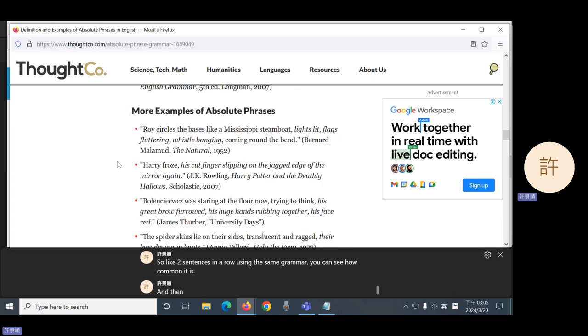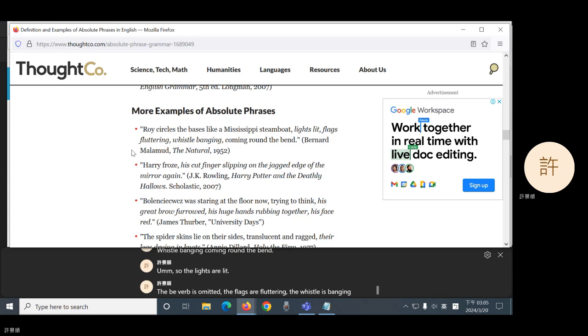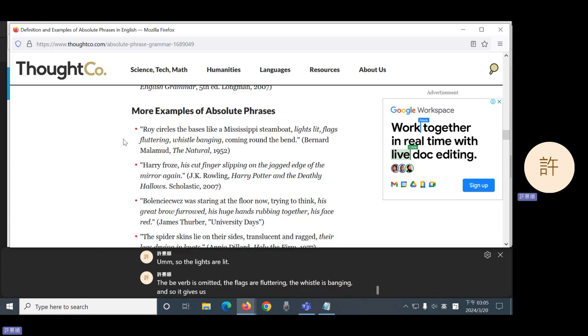And then you have even more examples here. Here's a really cool, complicated example. Roy circles the bases like a Mississippi steamboat, lights lit, flags fluttering, whistle banging, coming round the bend. So the lights are lit, the be verb is omitted, the flags are fluttering, the whistle is banging. So it gives us three different absolute phrases within the main sentence.